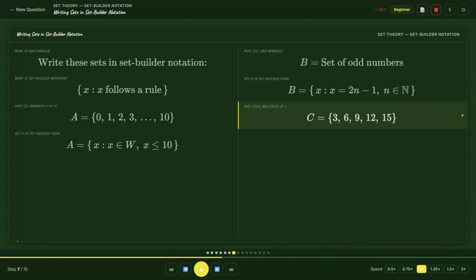Now set C has 3, 6, 9, 12, and 15. Do you see a pattern? These are all from the 3 times table. 3 times 1 is 3, 3 times 2 is 6, and so on up to 3 times 5 is 15.